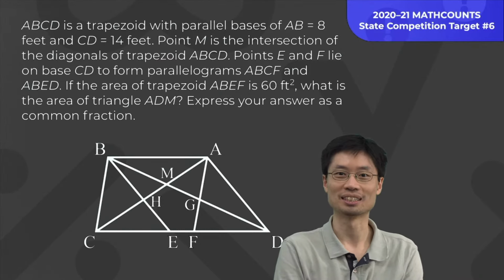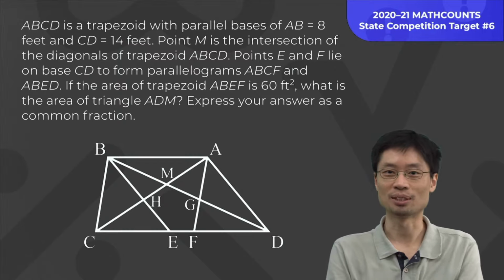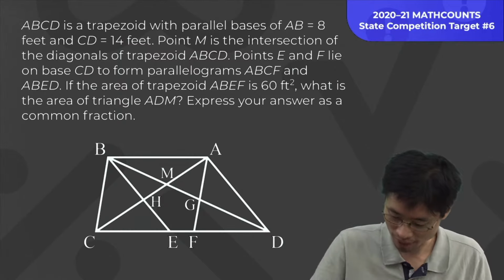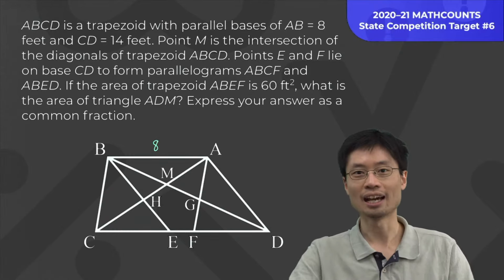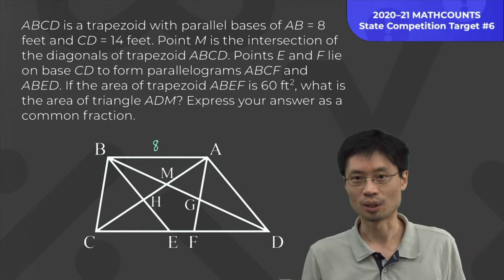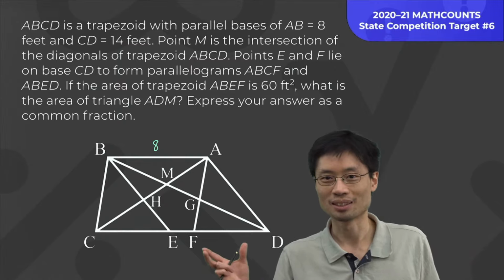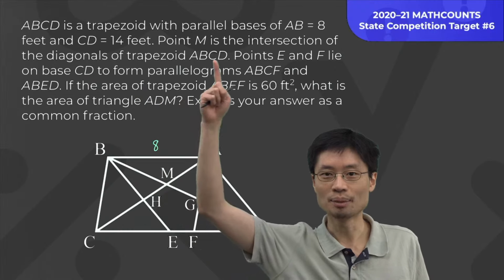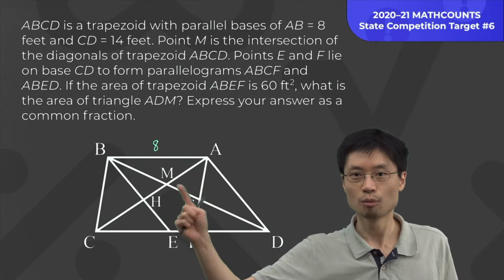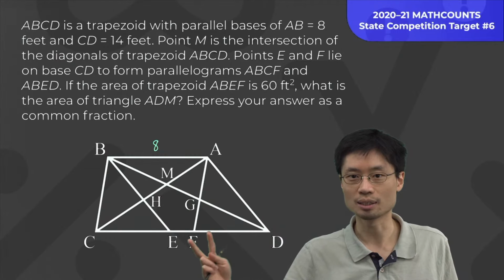Oh my gosh, what's this? ABCD is a trapezoid with parallel bases of AB being 8. Okay, label, label, label. That's 8. And CD is 14. So that whole thing is 14. Do I want to label yet? Maybe, maybe not. Let's go and see. Point M is the intersection of the diagonals. Yep, that's the intersection of diagonals. Points E and F lie on these bases.